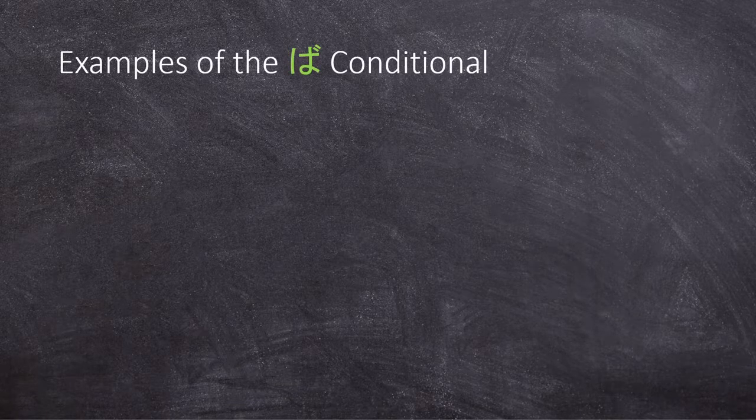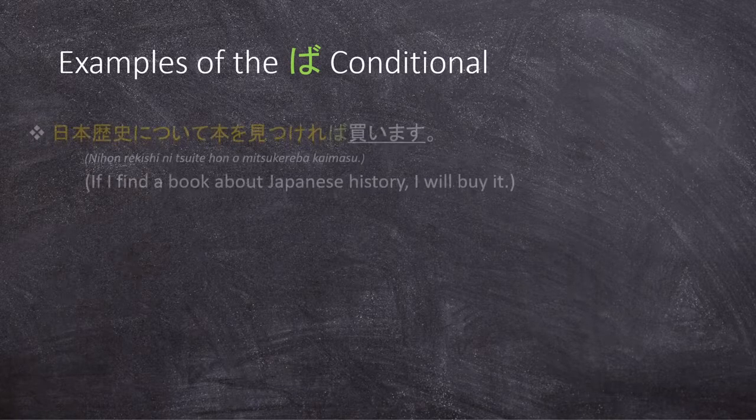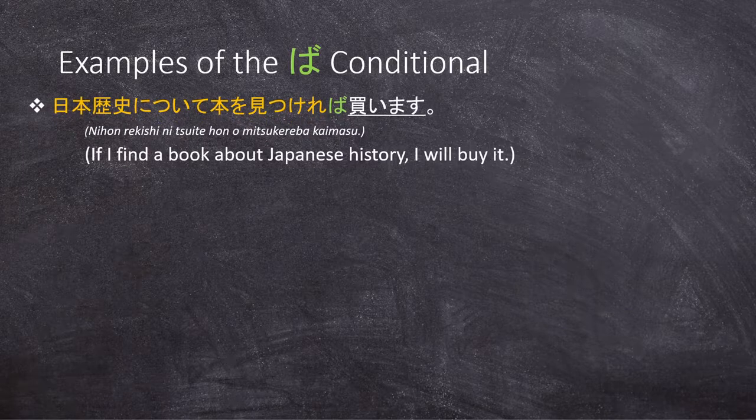Now let's see some of the examples of the ba conditional. Nihon reikishi ni tsuite hon wo mitsukereba kaimasu. If I find a book about Japanese history, I will buy it.